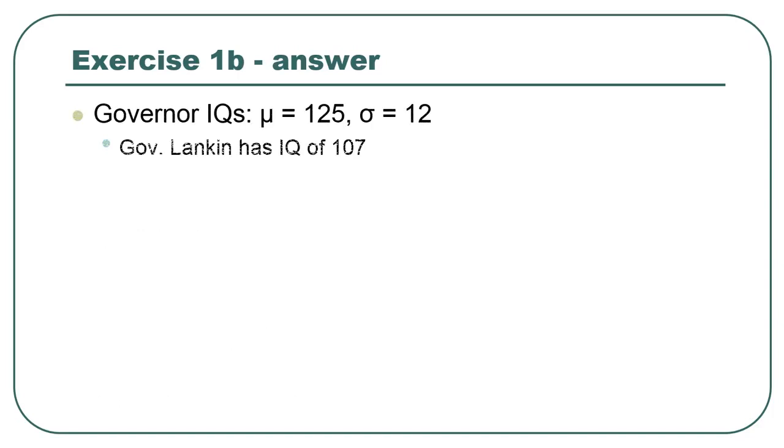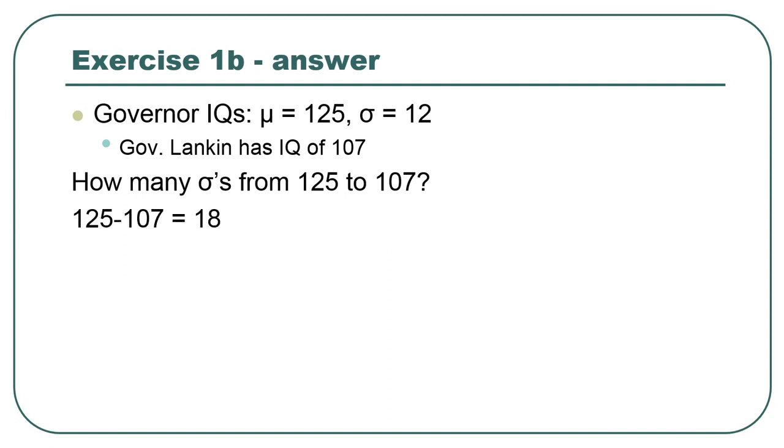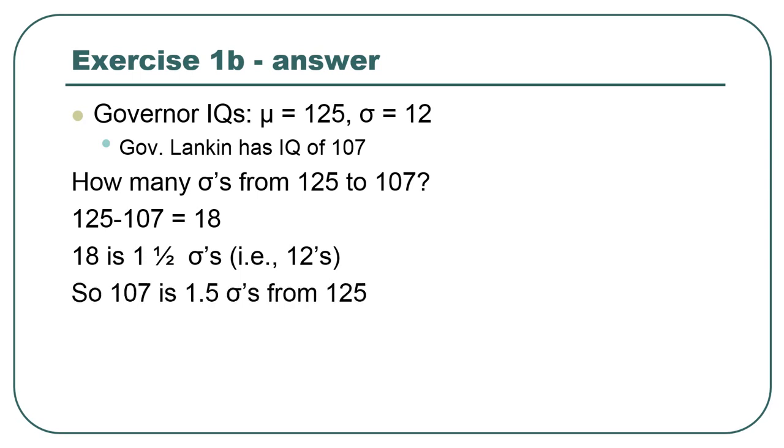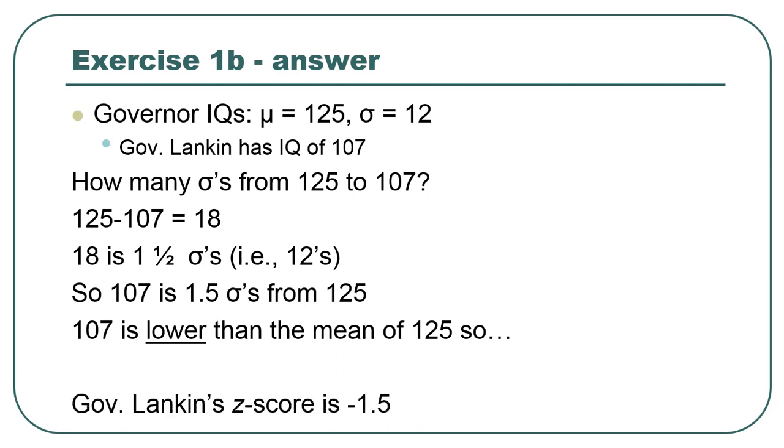1b we can figure out the same way. Governor Lincoln, IQ of 107, negative z-score because Governor Lincoln has an IQ below the mean of the group. So how many standard deviations from 125 to 107? So going down from the mean to Governor Lincoln's IQ, how many standard deviations? Well, there are 18 points, and the standard deviation is 12, so that's 1 1/2 12s. 1 1/2 standard deviations down is negative 1.5, because the score we're looking at has a value lower than the population mean.